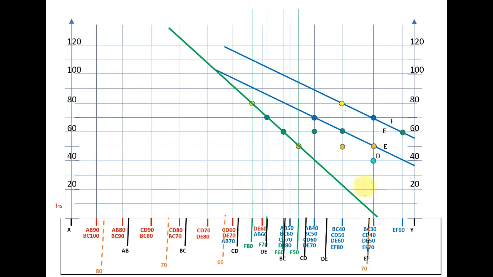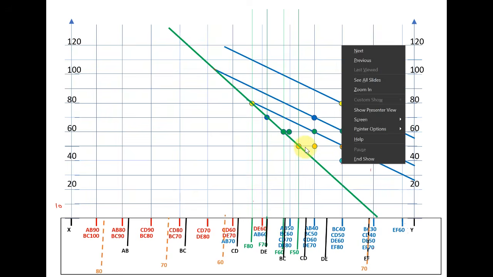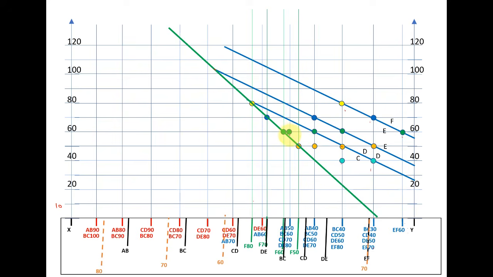Then we have the CD, CD40, CD50, CD60. We draw a line. Then we have BC30, BC40 and BC50. We draw a line through it. Then we have AB40, AB50, AB60 and AB70. We draw a line through it.